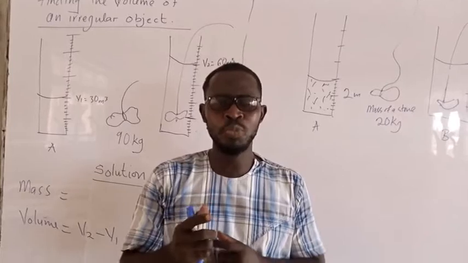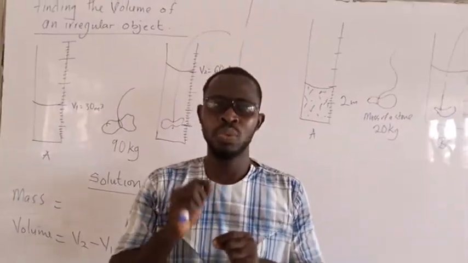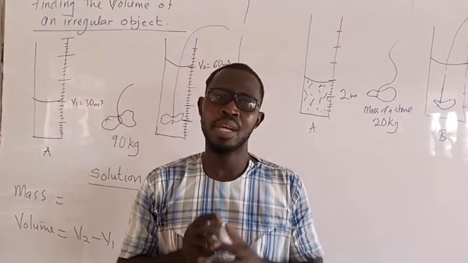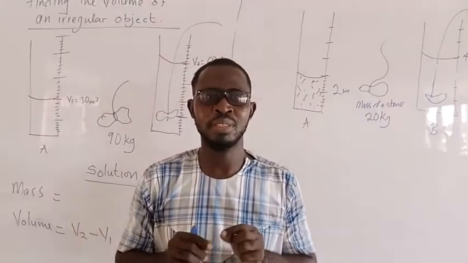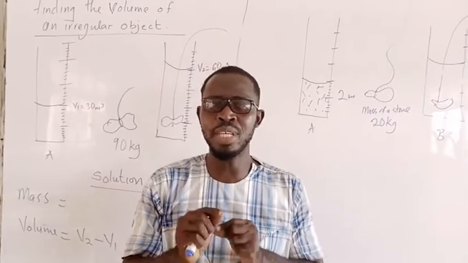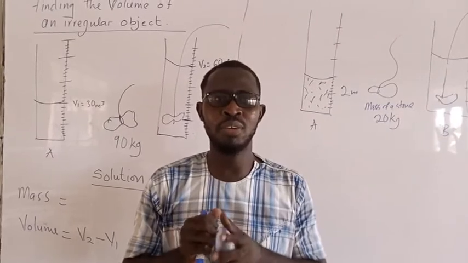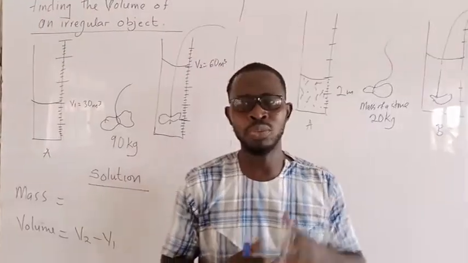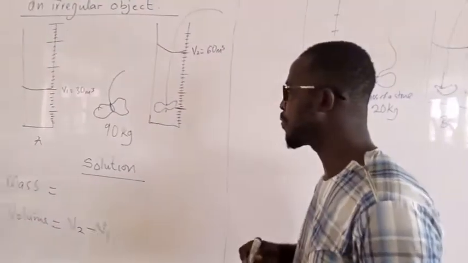So after filling it with a known volume of water, you will also measure the irregular object, and then you put it into the measuring cylinder. The volume is going to change. So you note the initial volume and then also the final volume as being displayed on the board. So let's go to what we want to discuss briefly.